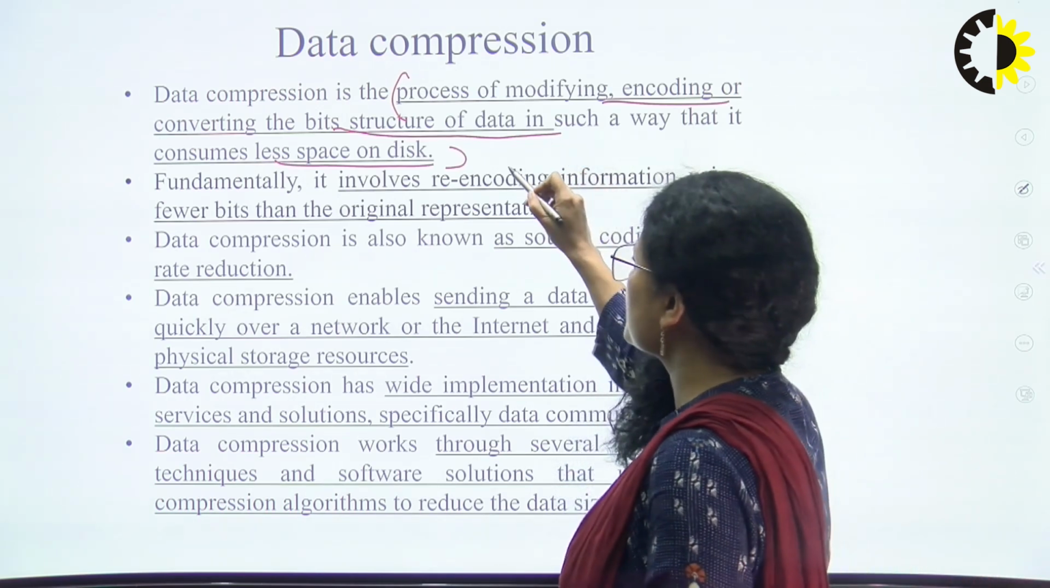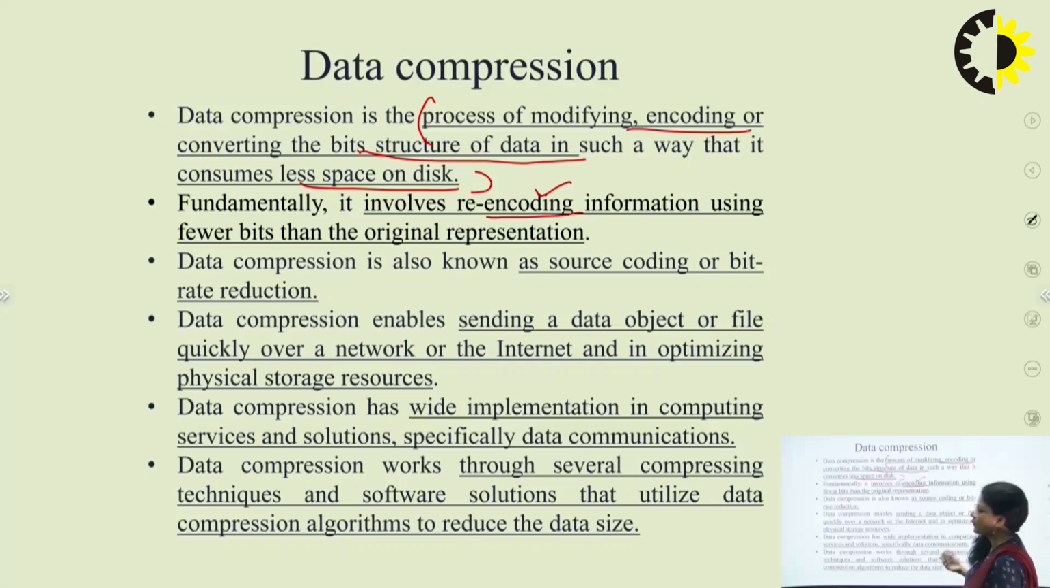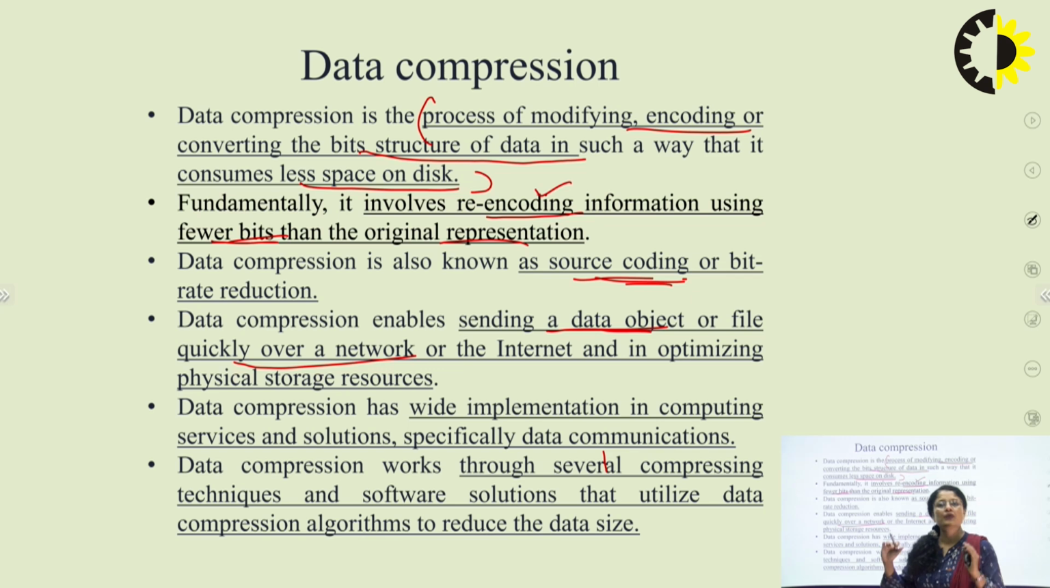To do this, we go through the process of re-encoding, where we take a comparatively smaller number of bits than the original representation. We also call this data compression technique a source coding technique or bit rate reduction technique. Through data compression, we can send data or files, which are made up of data, quickly over a network. Why so quickly? Because by data compression, we are reducing the size of the information that we are transmitting over the network, and thereby we are optimizing the physical storage requirements of our data.